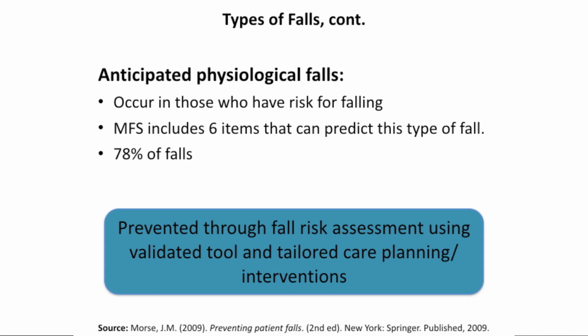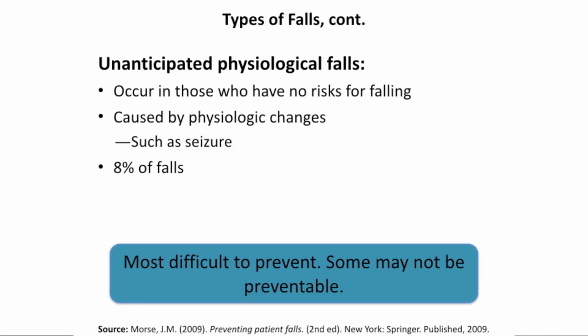And then the one type of fall that is not preventable is unanticipated physiological falls. These are also caused by a medical or physical problem, but it's one that we haven't diagnosed yet, so we don't know about it. For example, it can be caused by physiologic changes such as a seizure. You have a patient who has no history of a seizure disorder. You're walking down the hall with them, post-op day 1, and the patient has a seizure and falls.